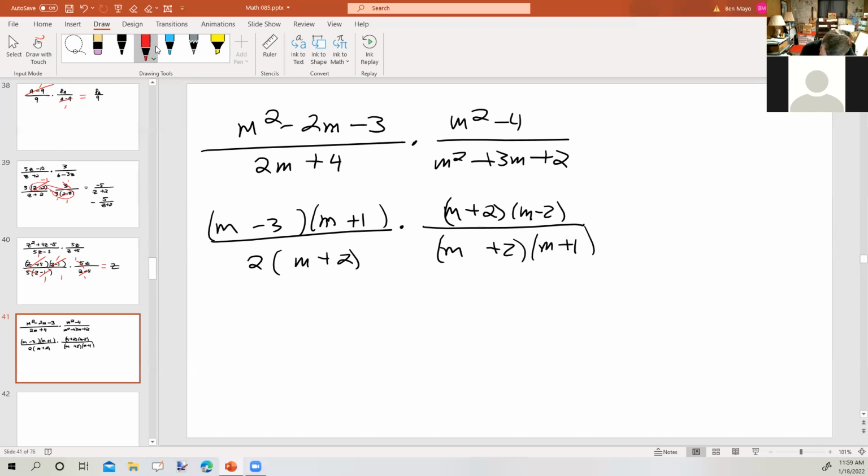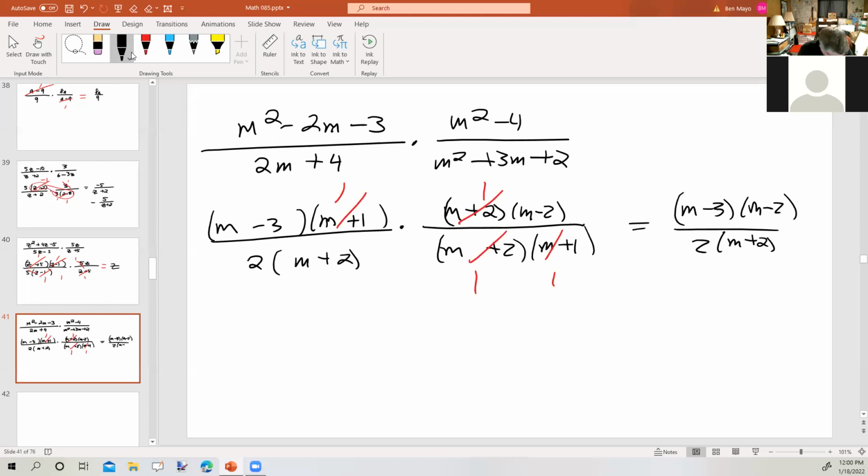I could get rid of an m plus 2 and an m plus 1. I think that's it. So now I've got m minus 3 over m minus 2 over 2 times m plus 2. Okay. And you could leave it like that, or you could multiply it all back out, but I wouldn't bother unless they specifically ask you to.